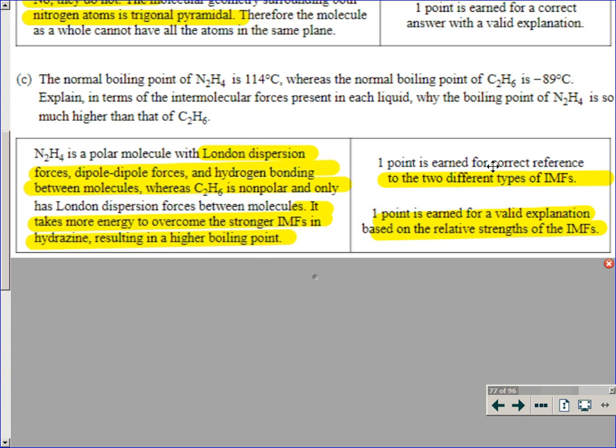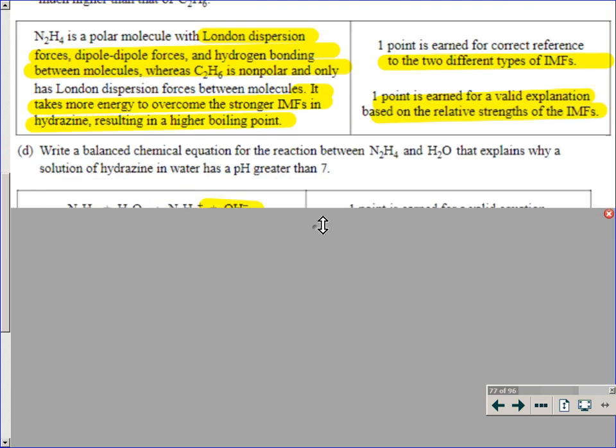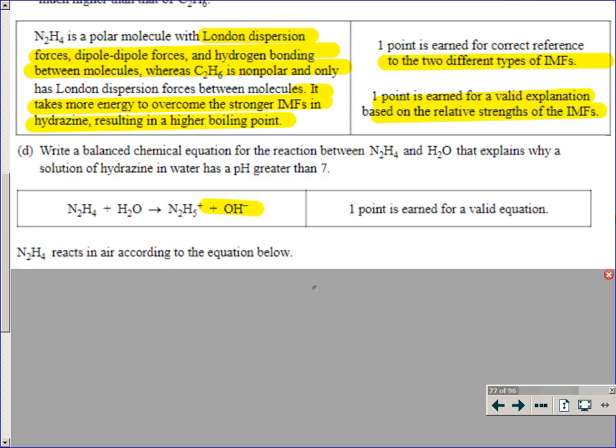The second point came from the literal comparison, like saying this has a stronger accumulation of IMFs, which is going to require more energy, which is going to have a higher boiling point than the other one. That's an assumption I think a lot of us make. We're like, yeah, if we just state the IMFs, they know, duh, the first one's going to be stronger, but we have to literally state that, okay? No assumptions here. So it was a 2 point question. The second point came from the relative comparison.